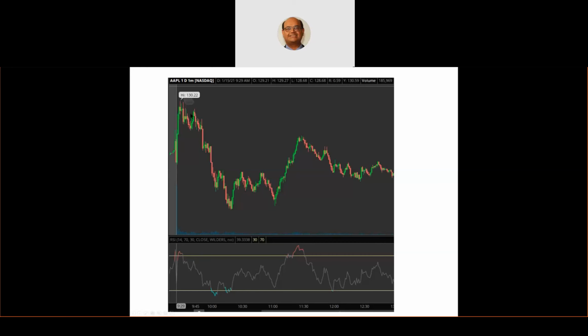For example, here you saw this red coloring coming up on the RSI, and also you saw the high of 130.22, and then you realized that the price started to fall, and the RSI is also coming down from the top 70 RSI line.